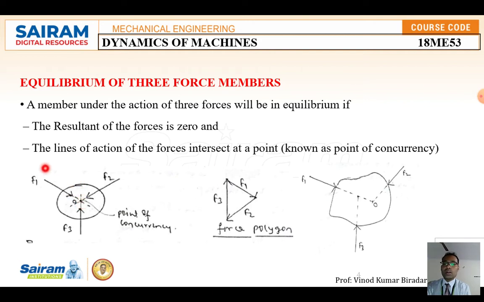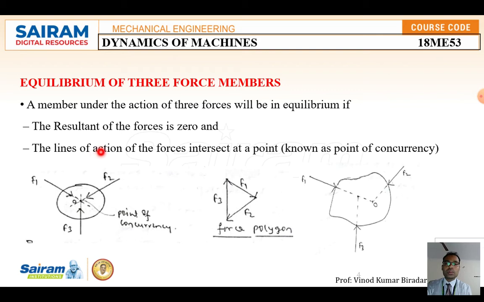If all three forces acting at a point, then we are going to say that the body is in equilibrium condition. That is static equilibrium. That means all the three forces acting on a particular given element should meet at a point. At a point means at some position. All the forces should meet at a single point. That point is called the point of concurrency. Then the body is in equilibrium condition.